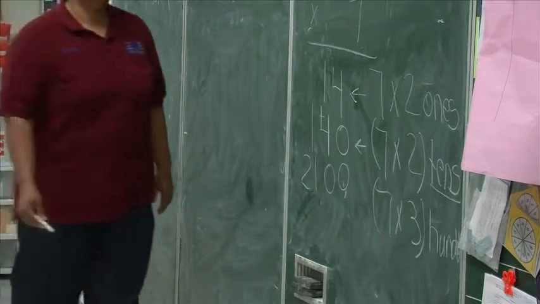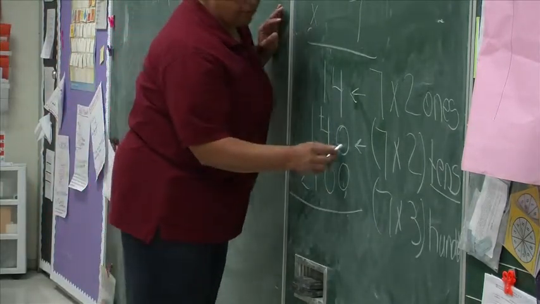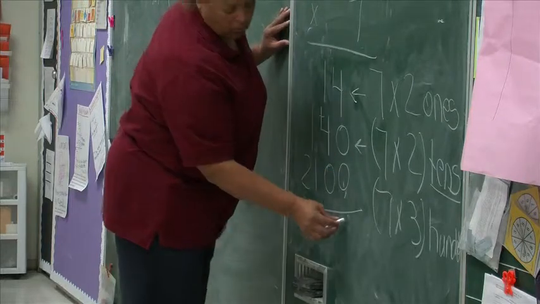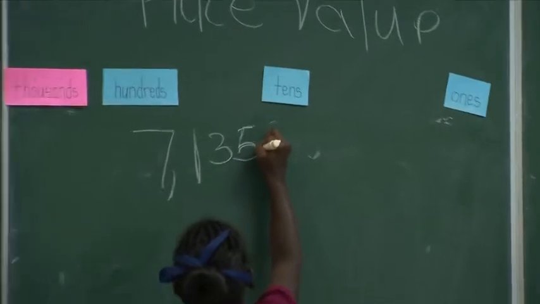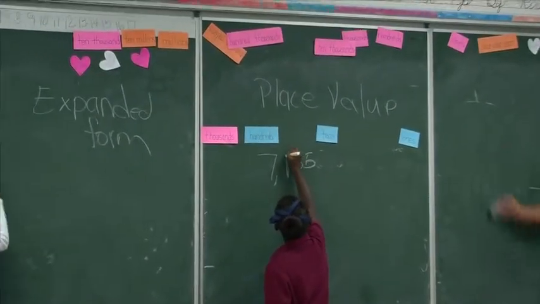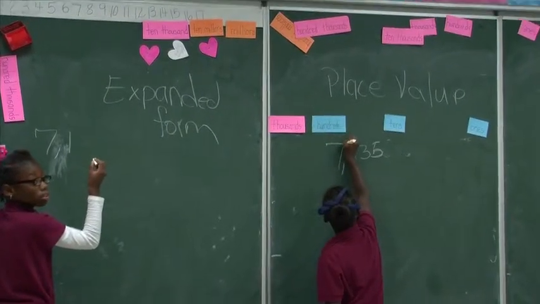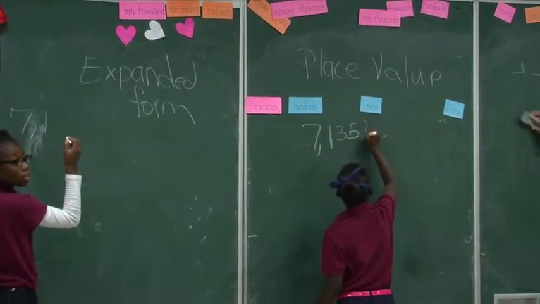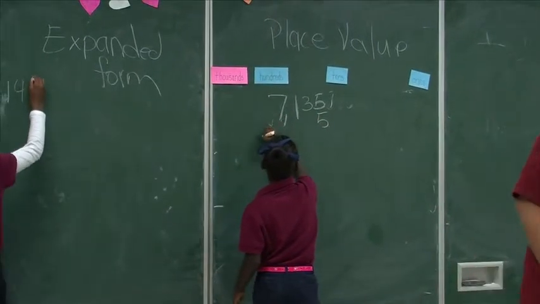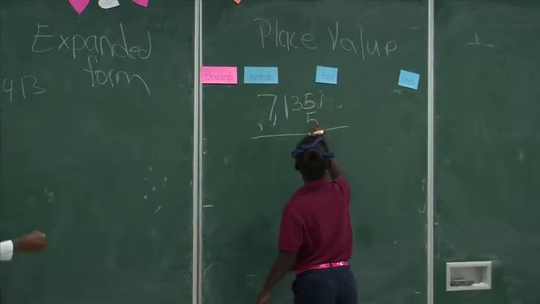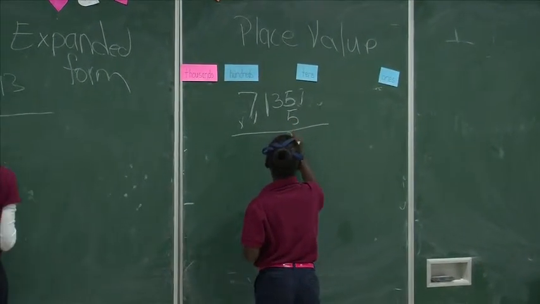Now what do we do? 4 ones plus 0 plus 0? 4. 4 what? Times what, class? 5. Come on, need one more. Somebody else come get the board. Listen, you good up there?